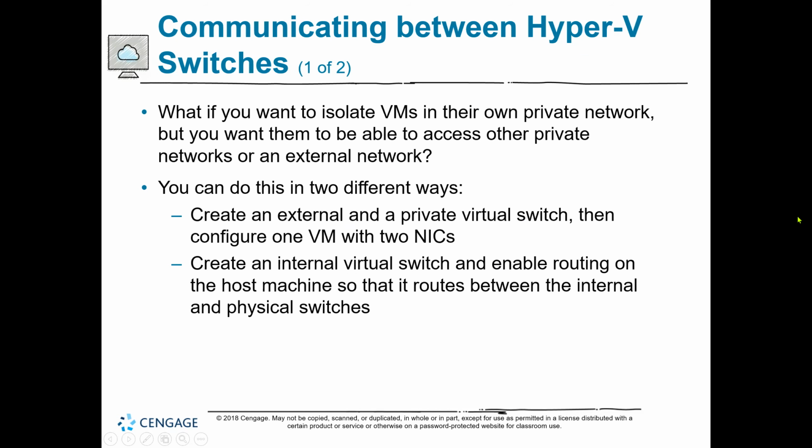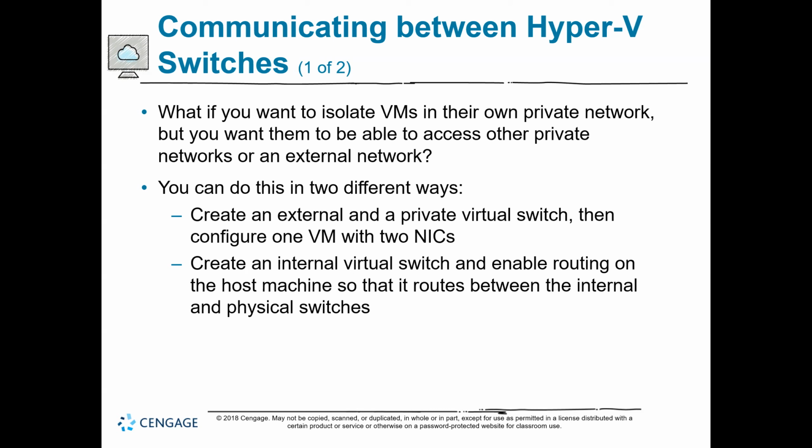Communicating between Hyper-V switches. What if you want to isolate VMs in their own private network, but you want them to be able to access other private networks or an external network? You can do this in two different ways. Create an external and a private virtual switch, then configure one VM with two NICs. That's kind of the nice thing about doing virtual. You can do all sorts of different ones this way.